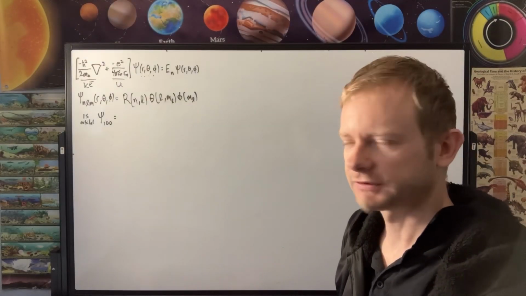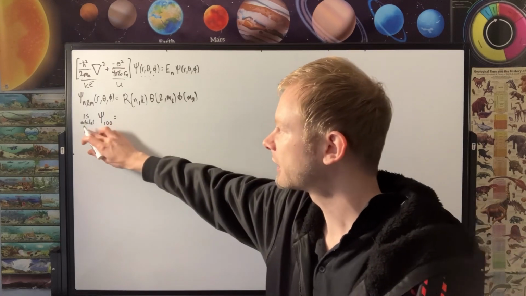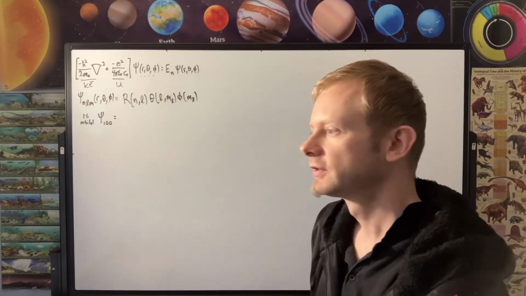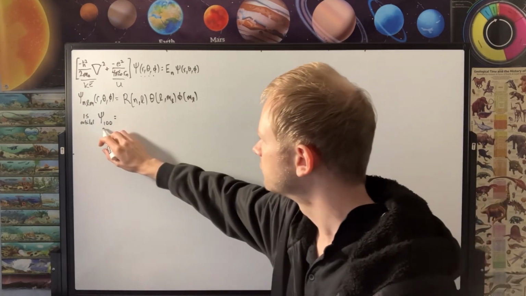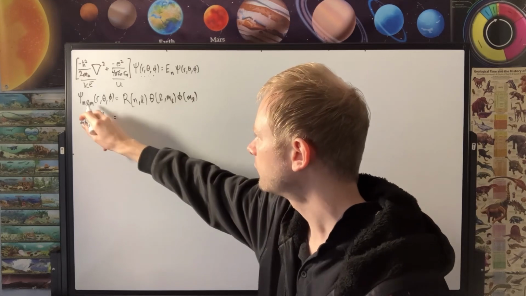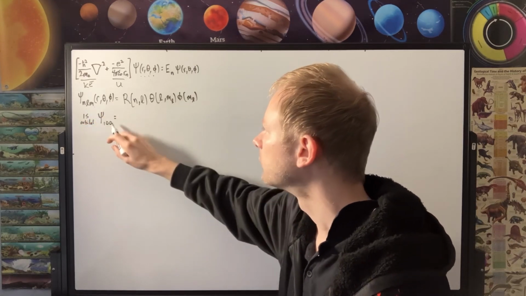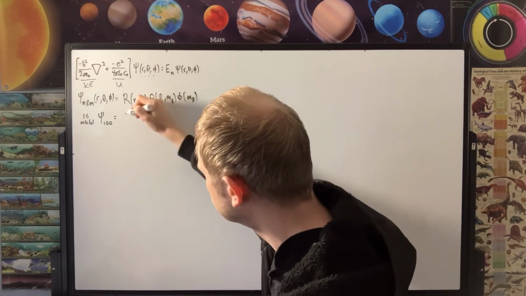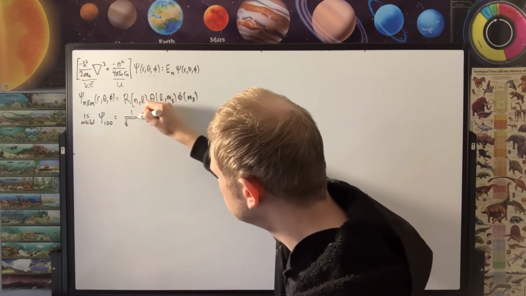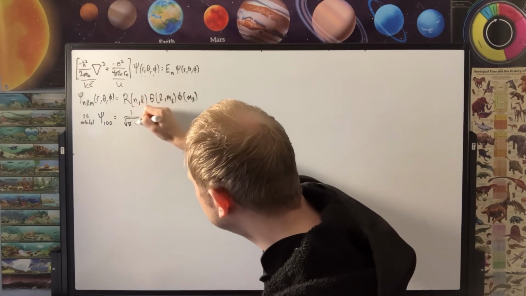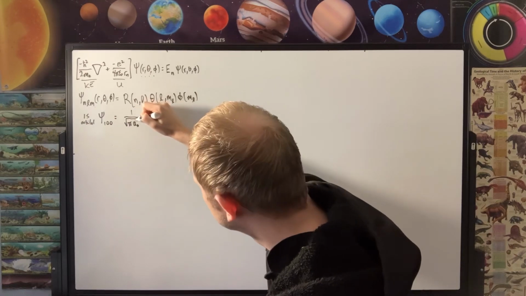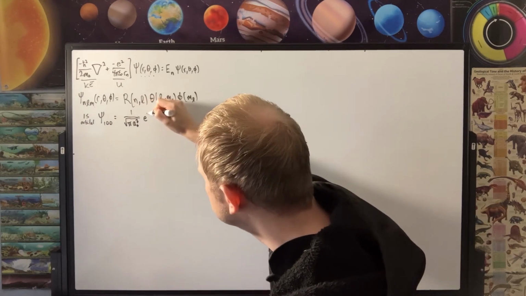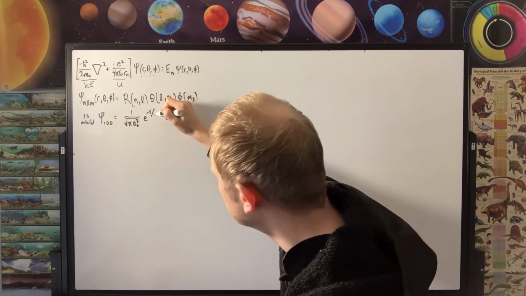Each orbital has its own wave function. But let's just look at the 1s orbital, which is the simplest one we can find. This is when n equals 1, the angular momentum is 0, and the magnetic moment is 0. That wave function is going to look like this, 1 divided by the square root of pi a naught to the third, e to the negative r over a naught.